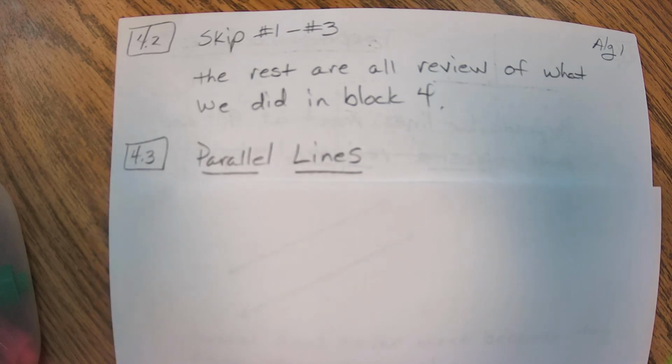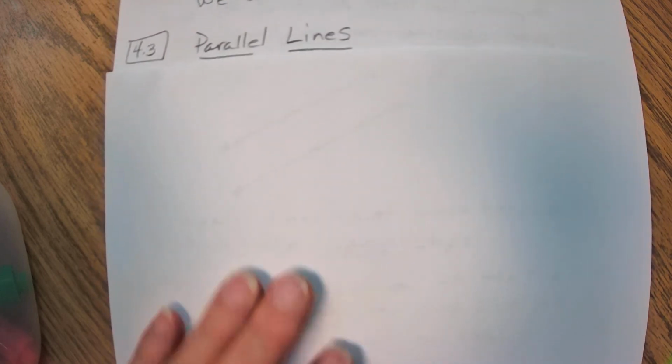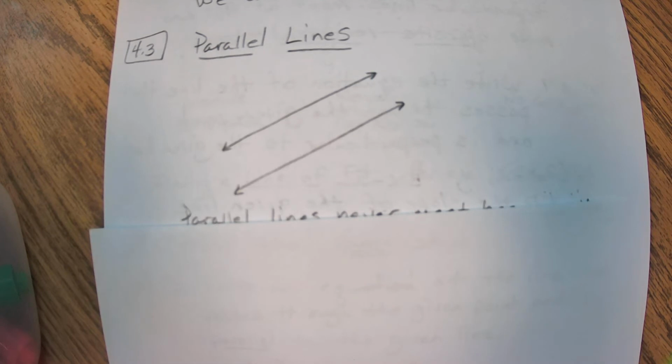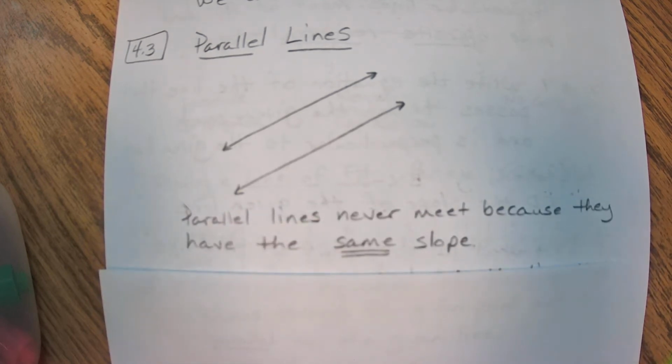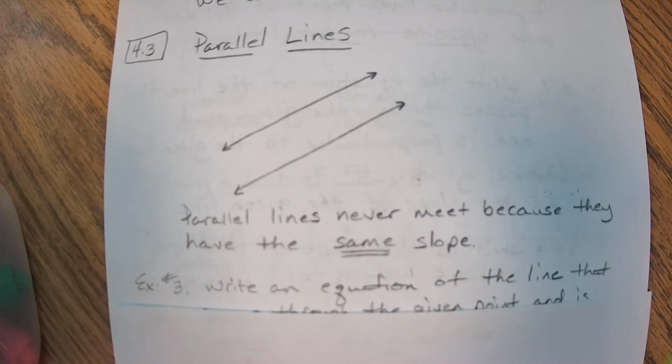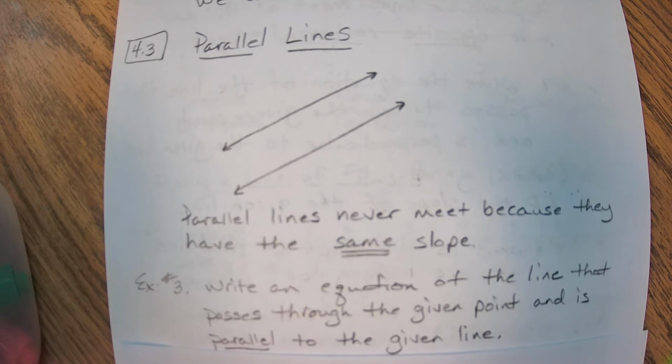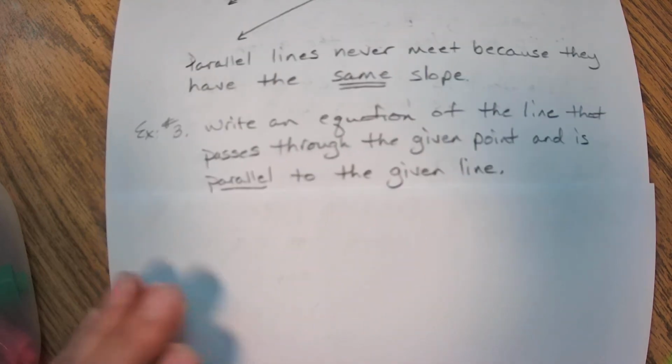So on to block 3, which we start off talking about parallel lines. Okay, so that's a picture of parallel lines. And we know the parallel lines never meet because they have the same slope. Parallel lines have the same slope. So you're going to have a section of problems where it says write an equation of the line that passes through the given point and is parallel to the given line.